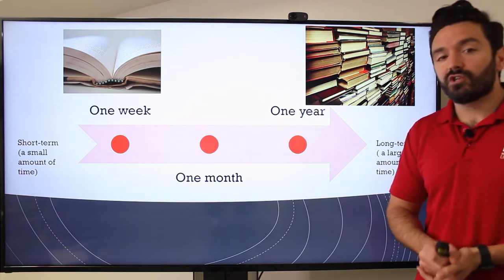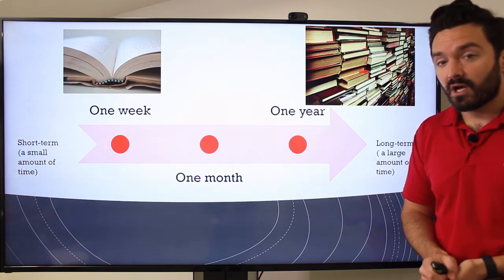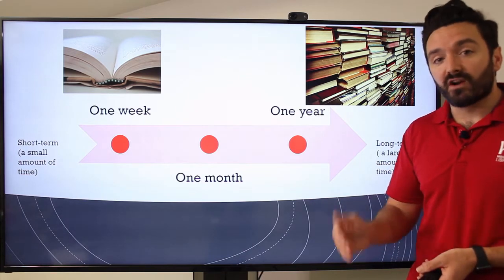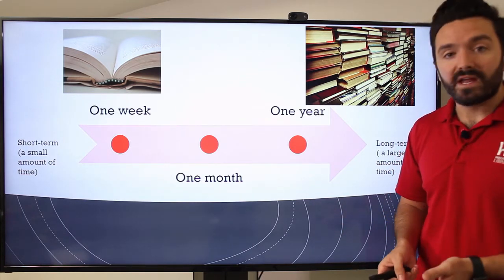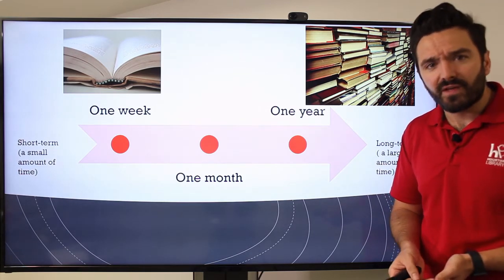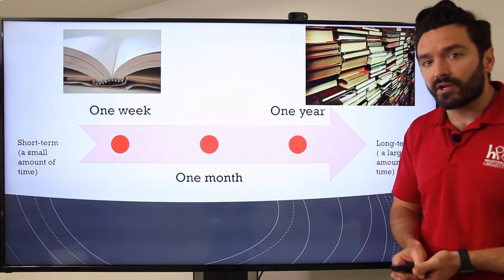Let's talk about short-term and long-term goals. A short-term goal is something you can accomplish right now or very soon. So in, say, a week. So if I wanted to read a book this week, I could do that. That's easy. We talked about that earlier.